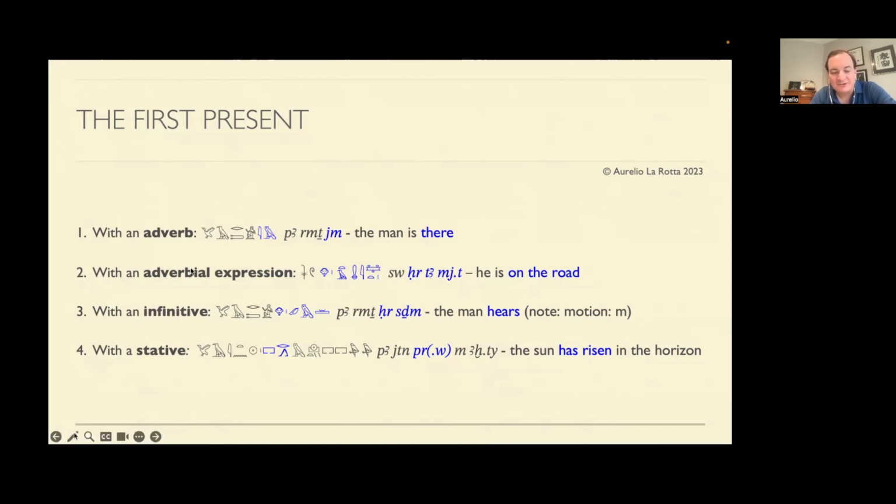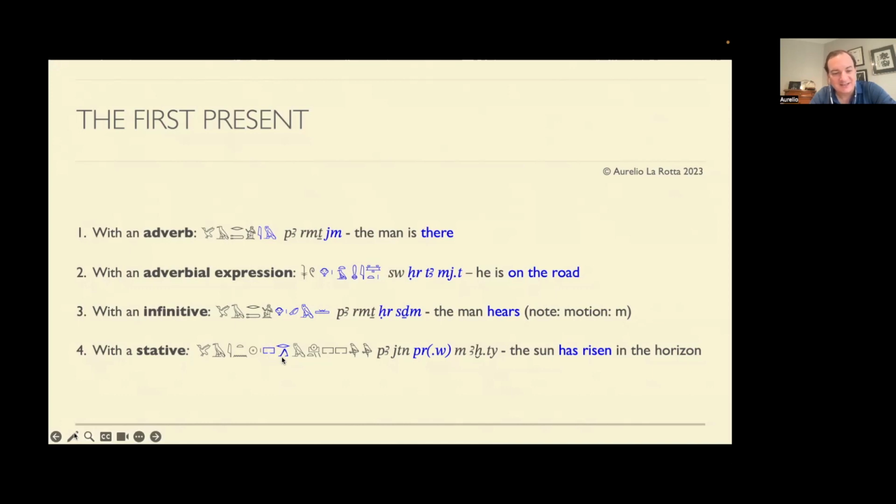And what you can do also, instead of having an infinitive there, you can put a stative in there. So for example, in this case, pa-aten, pa-ru, or something like that, em-acheti. The sun has risen in the horizon. And this here basically is not an infinitive. It's not is rising or rises. It's not a general statement, the sun rises in the horizon. But in this particular case, it's a stative.